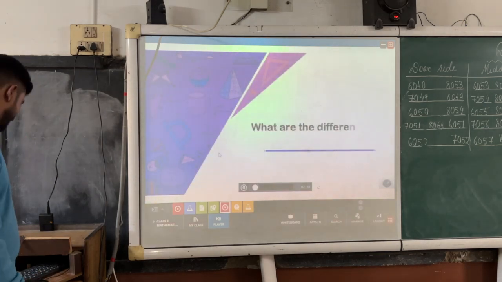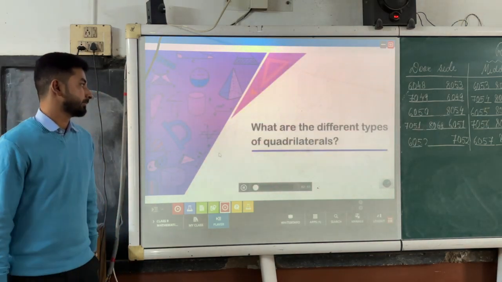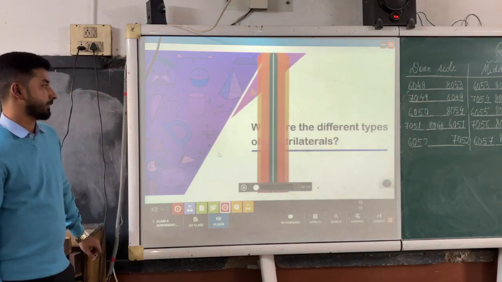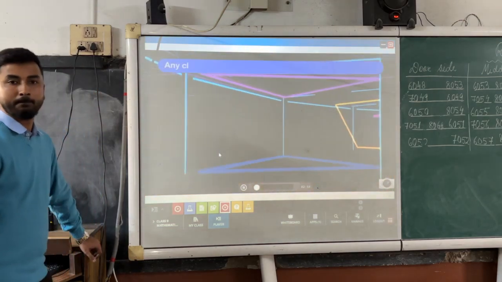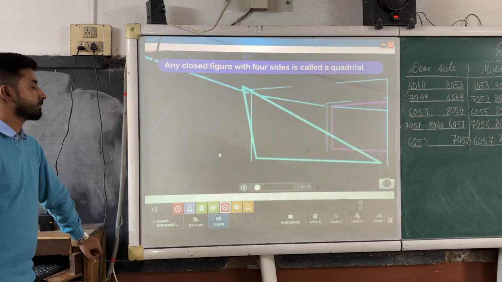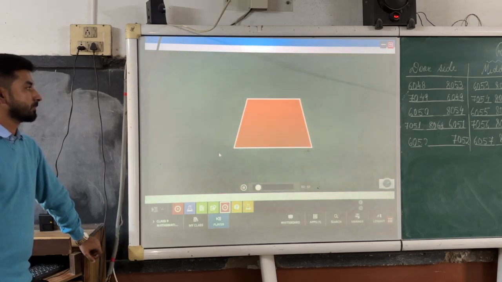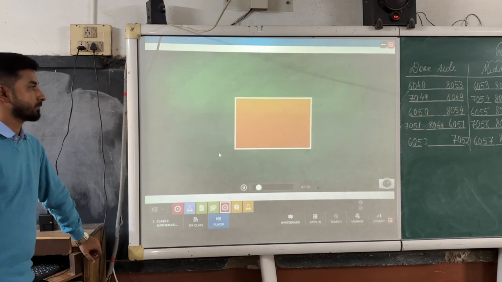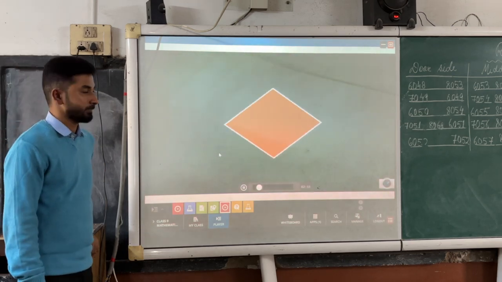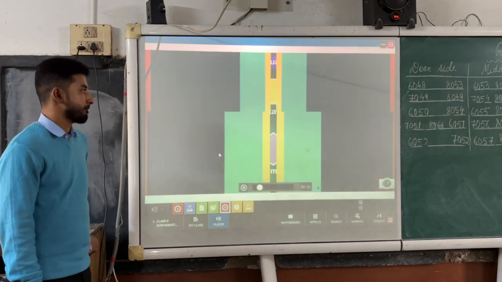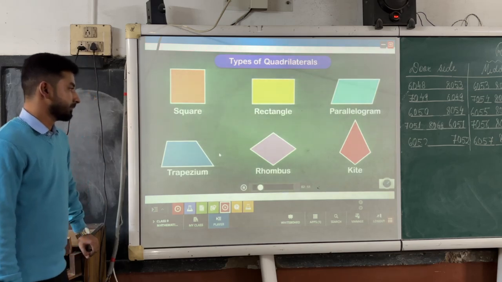What are the different types of quadrilaterals? We know that any closed figure with four sides is called a quadrilateral. Quadrilaterals are closed figures with four sides and four angles. Let us study the different types of quadrilaterals.